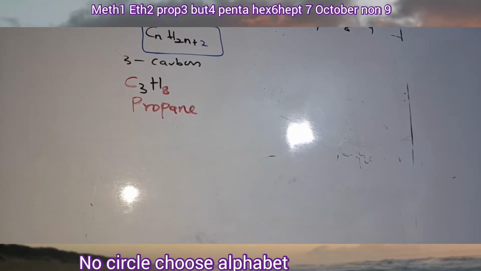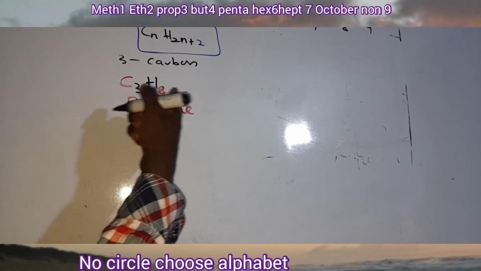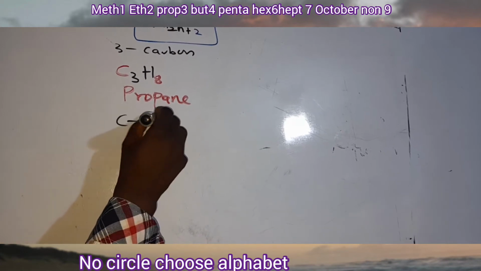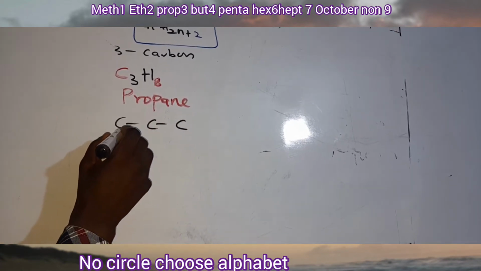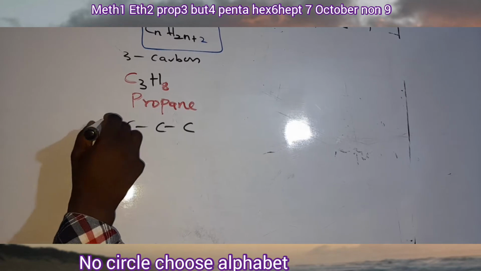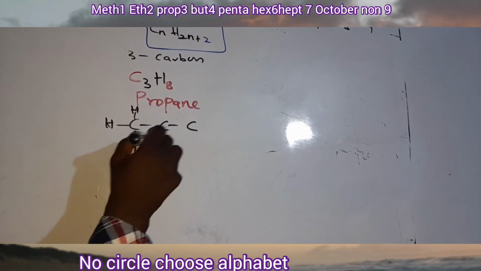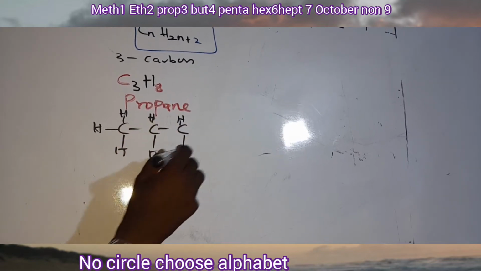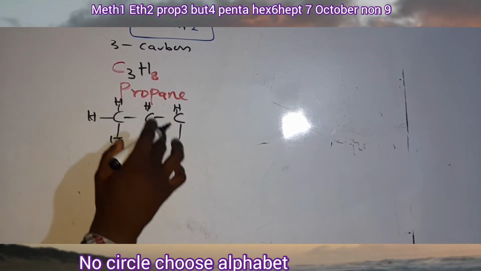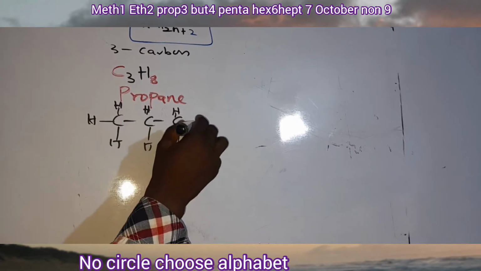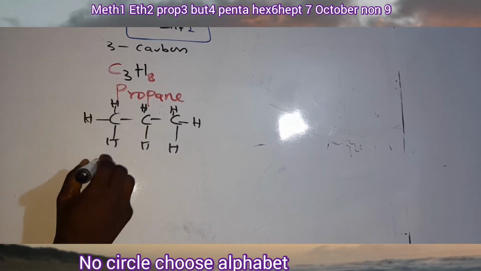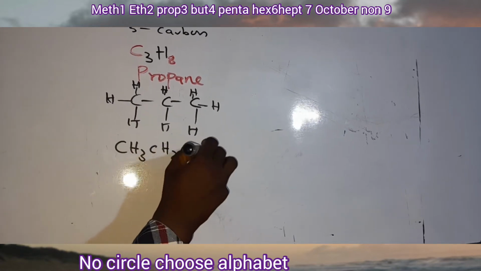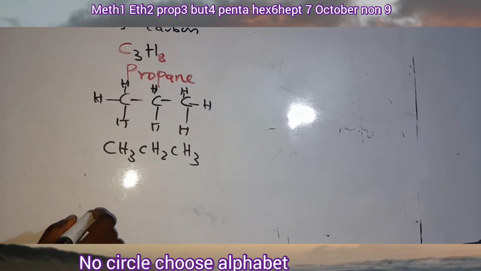Now if this is propane, they can tell you to expand this structure. So I can rewrite this as well. There are 3 carbons, so 1 2 3. Then how many H do we have? We have 8 H. So H here, H here, H here, H here, H here, H here, and H here. This we call the open structure. I can rewrite this again as CH3, CH2, CH3.